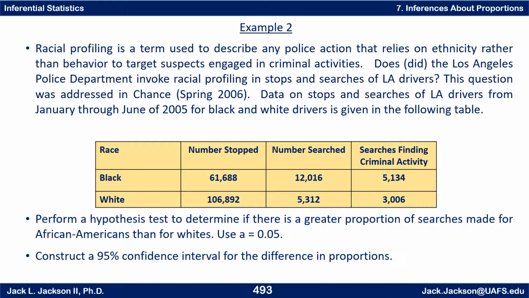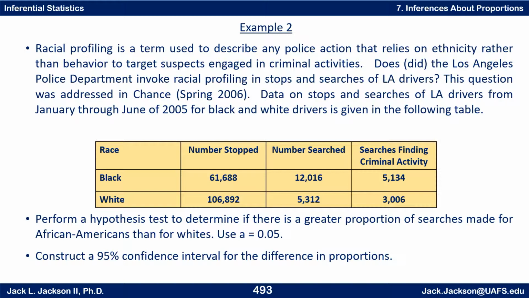We have broken into the two races, black and white. We have the number of stops, 61,688 for black, 106,892 for white. That's someone pulled over for a traffic stop. Then of those, they went and did searches. 12,016 of the black people who were stopped had their cars searched, whereas 5,312 of the white people who were pulled over had their cars searched. Of the people who were searched, the ones that found criminal activity, for blacks it was 5,134, and for whites it was 3,006.